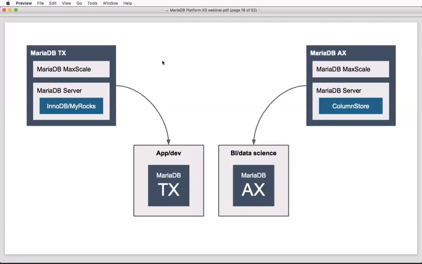One leveraged InnoDB and MyRocks. These are transactional storage engines. The other leveraged ColumnStore, which, as the name implies, is columnar storage. And they were meant for two different scenarios. One was meant for the app dev team, one was meant for your BI data science team. One was a database, one was a data warehouse.